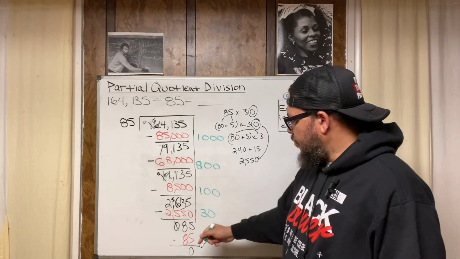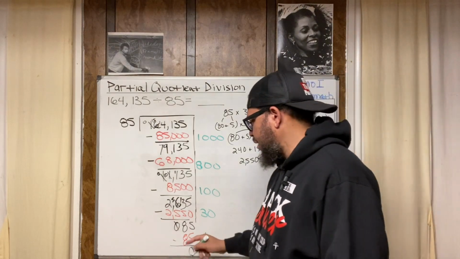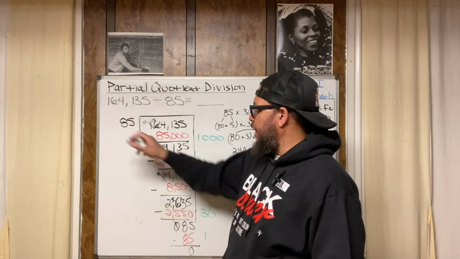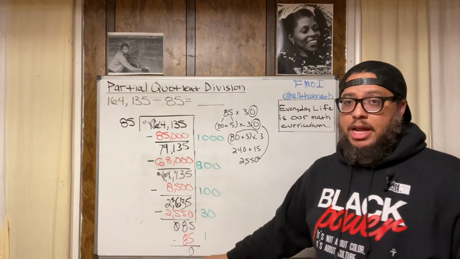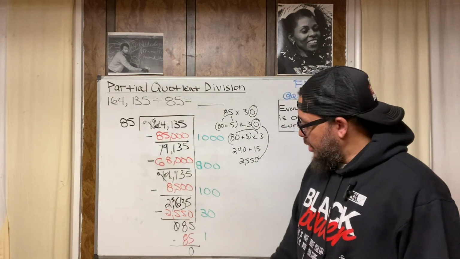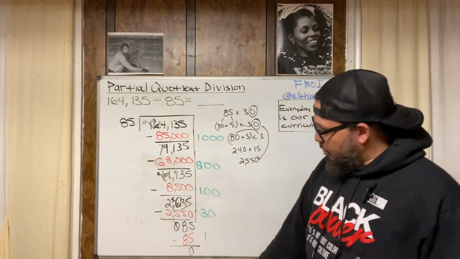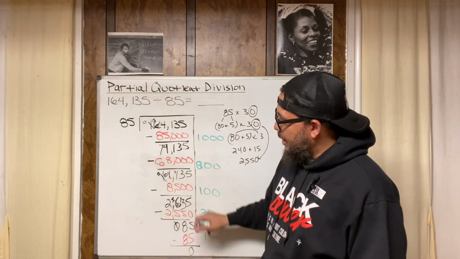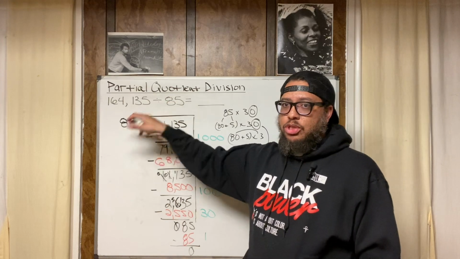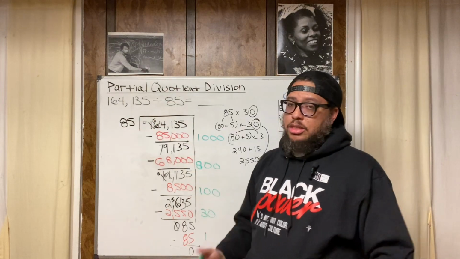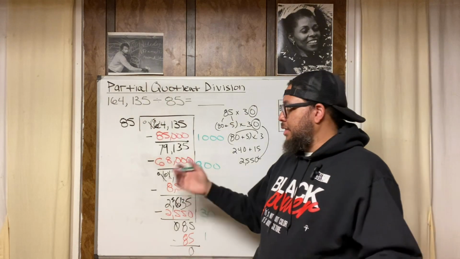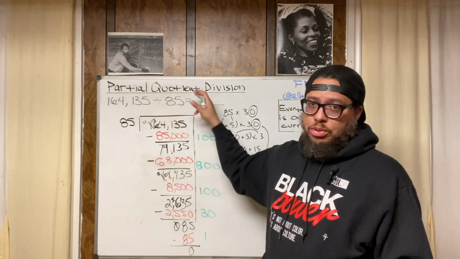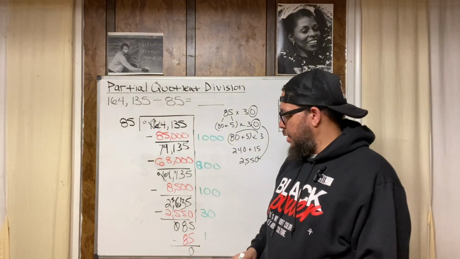For example, if we had ended up with 79, am I saying that right? Yeah, 79 is less than 85. So that means that 79 would be our remainder. So that's how you know when to stop. Either you end with a 0, right? Or you end with a number that's less than your divisor. That's how you know when you're done using the partial quotients method.